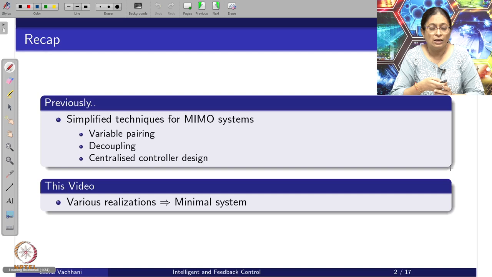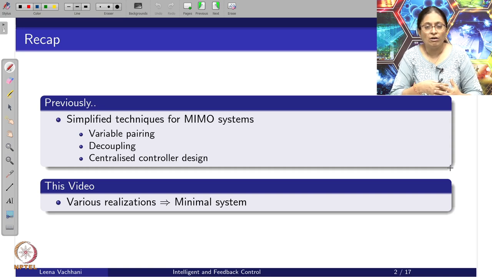The grid transmission, the electrical transmission system, where the nodes are so many, in terms of 10,000s and so on and so forth. So how do I control such a large-scale system? Our approach here has been to simplify the system dynamics in order to make use of the PID in all the cases. What we have previously seen is simplifying techniques for MIMO systems with the help of variable pairing, decoupling, and if it's not possible to design a multivariable SISO system, then we go for the centralized control system.